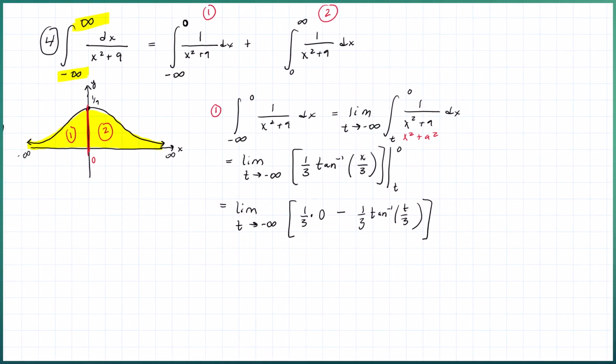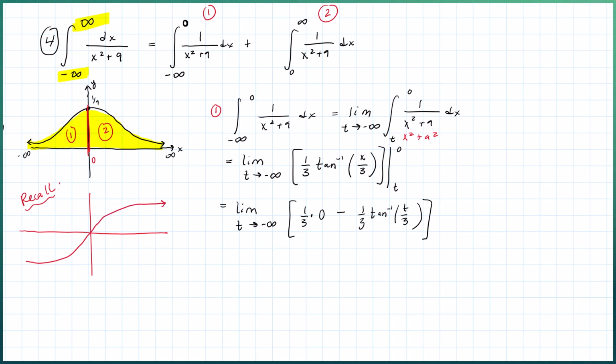Give myself a little bit more room. So we're going to take that limit as we approach negative infinity. So a little recall here. This is hopefully a graph that you remember, but it might have been a bit. So let's recall. The inverse tangent graph looks like this, and has horizontal asymptotes at negative pi over 2 and positive pi over 2.